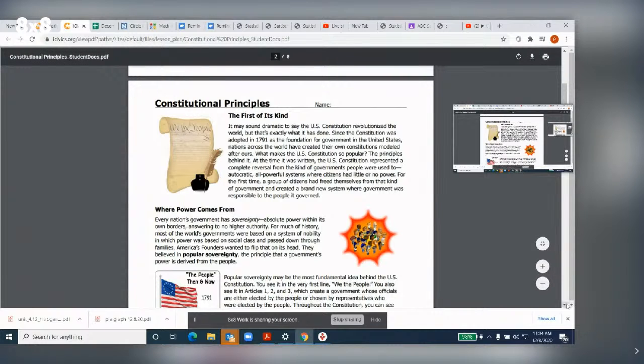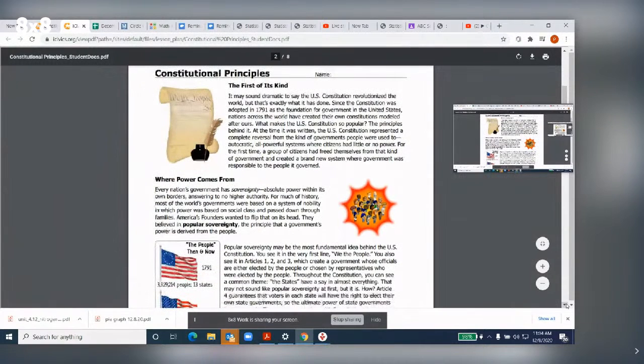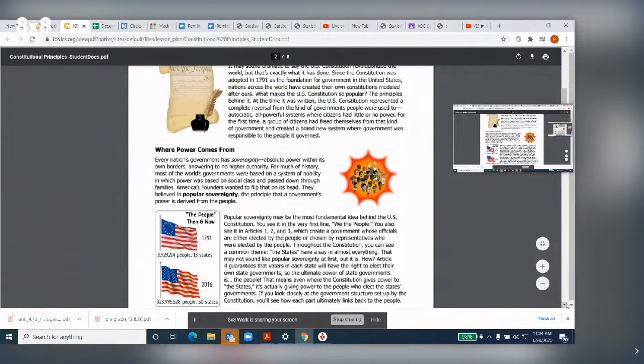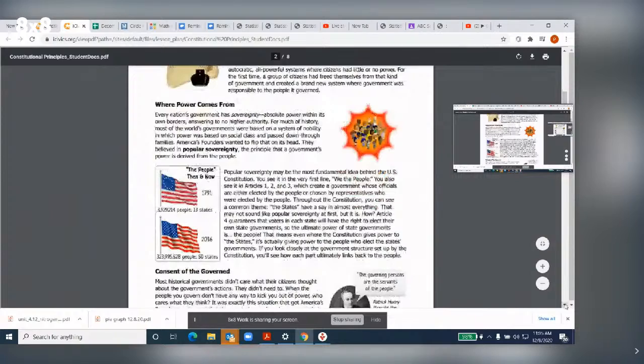Throughout the Constitution, you can see a common theme. The states have a say in almost everything. That may not sound like popular sovereignty at first, but it is. How? Article 4 guarantees that voters in each state will have the right to elect their own state government. So the ultimate power of state governments is in the people. That means even where the Constitution gives power to the states, it's actually giving power to the people who elect the state's governments. If you look closely at the government structure set up by the Constitution, you'll see how each part ultimately links back to us, the people. Okay.